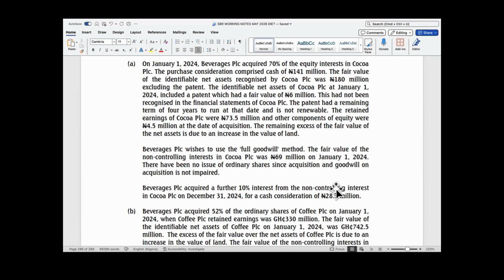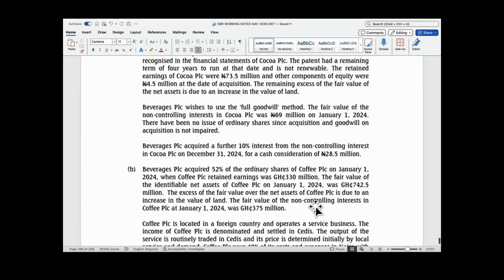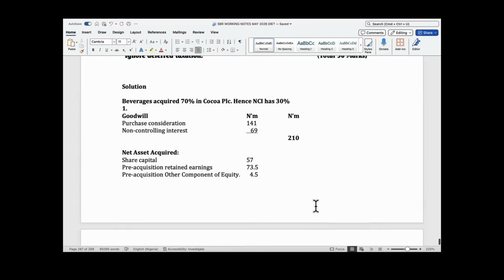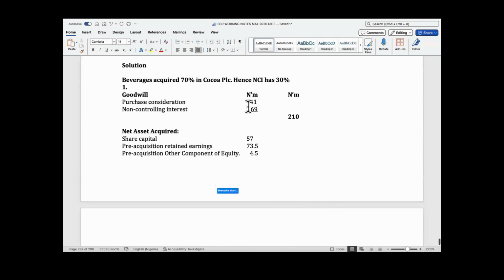How would you determine the decrease in NCI? I can easily do it: the value of NCI here is 69, right? So I want to say that NCI has decreased by 10%. So can I do 10% of this to get the decrease in NCI? That would be wrong. That would be wrong.